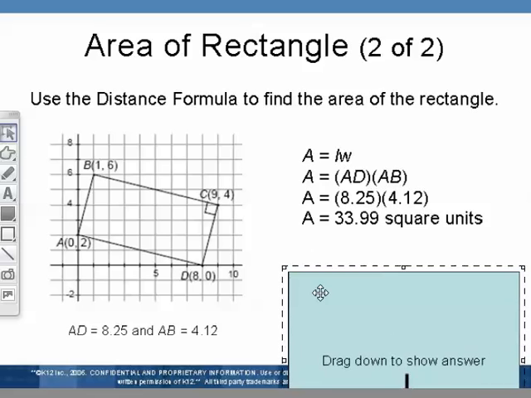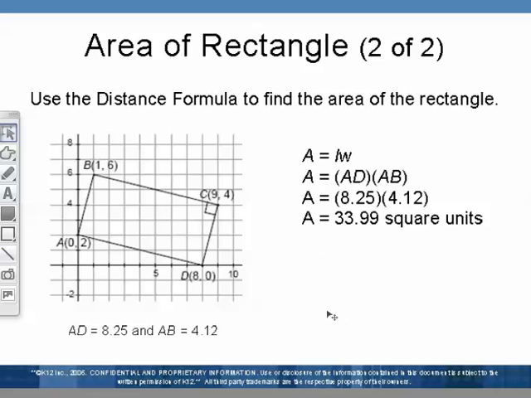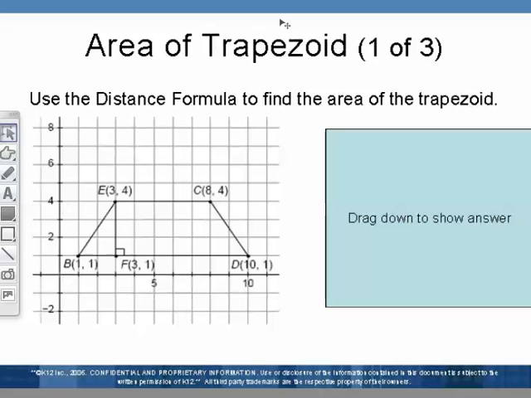Multiplying them together, the length times the width, base times the height. And what do we get? 33.99 square units. I hope you can see how we're using that distance formula to solve some of these problems. How about for the area of a trapezoid?